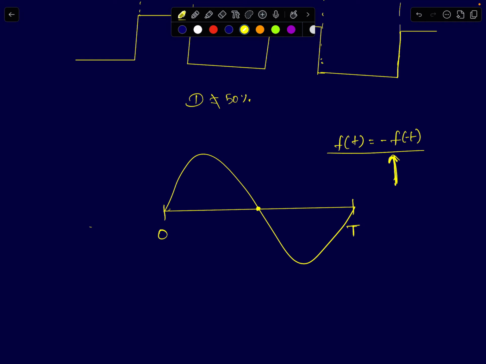Anytime I use the word odd symmetric, in your mind you should picture the waveform in one single cycle, and it should exhibit odd symmetry, which means it should satisfy this condition around any point in the time period. You can pick some point, and around this point, if it obeys this condition, then you can argue that the waveform is odd symmetric. So that's something to keep in mind.